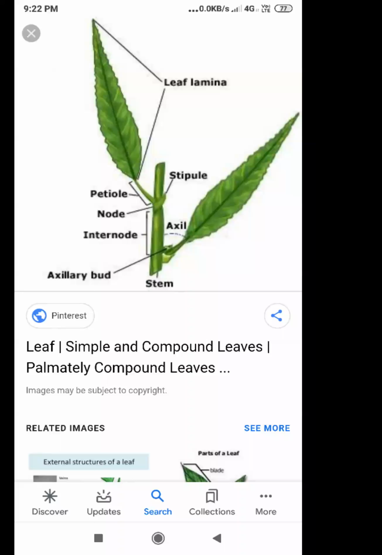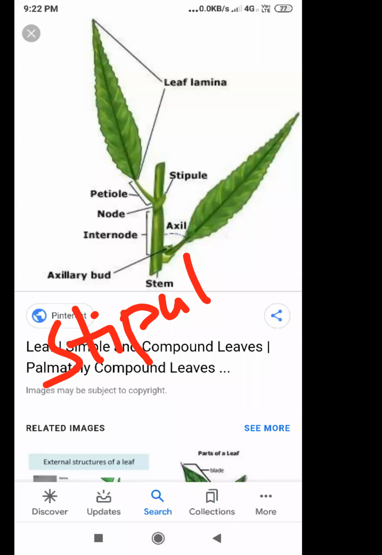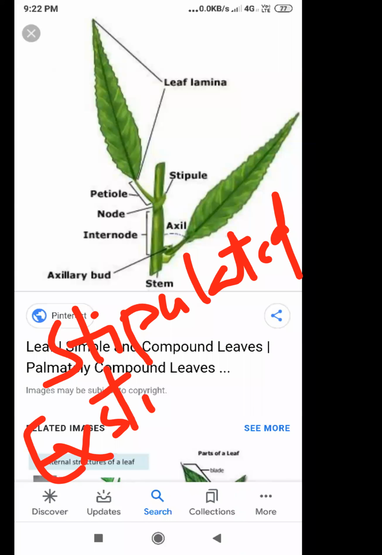So next, in the leaf we have the stipules. Stipulated or ex-stipulated. So what does it mean?